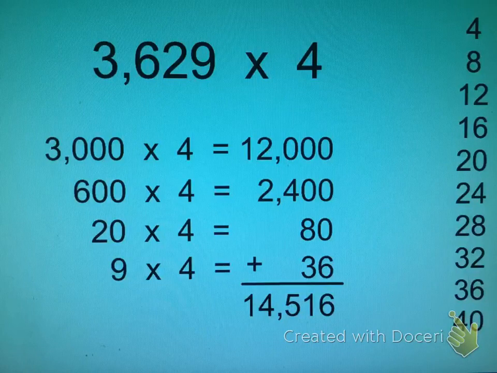Well, what I'd like you to do now is to take that handout that I gave you, and I'd like you to solve this multiplication problem on your handout. 5,764 times 3. Remember, show all of your work. I would like to see all of your steps, including your skip counts down the side of your page.